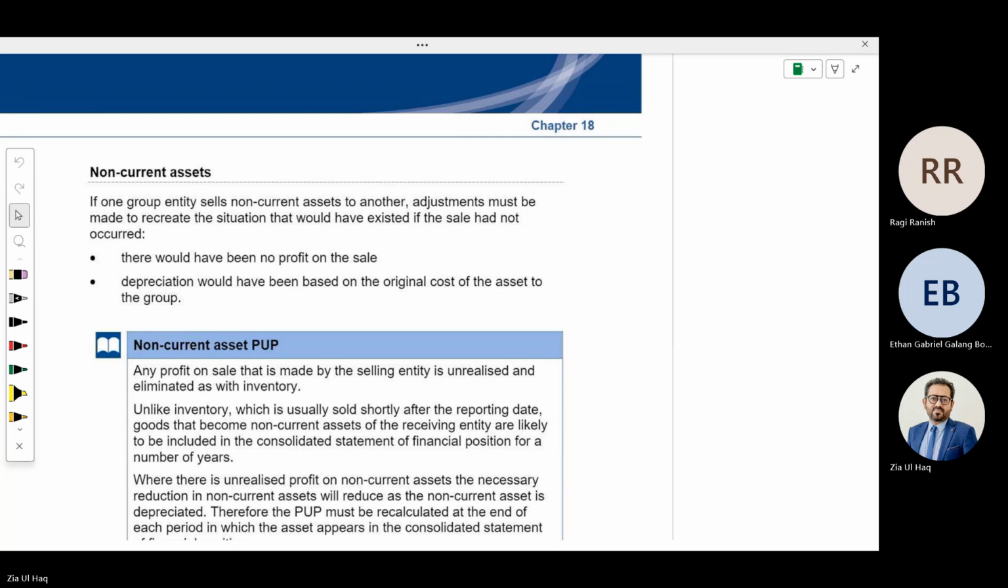And due to the different amount, suppose the asset carrying value was 100, and it was sold within the group for 150. First, there is an unrealized profit of 50. That we need to eliminate. And the second thing, the asset carrying value was 100. If there was no sale or purchase transaction within the group, depreciation could have been charged on the 100. But now, as it is sold within the group for 150, the other entity recorded it at 150 and is charging depreciation on 150. This means they are charging more depreciation. How much more depreciation has been charged, we need to eliminate that depreciation as well.